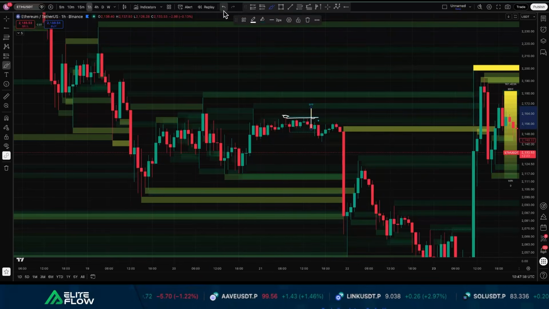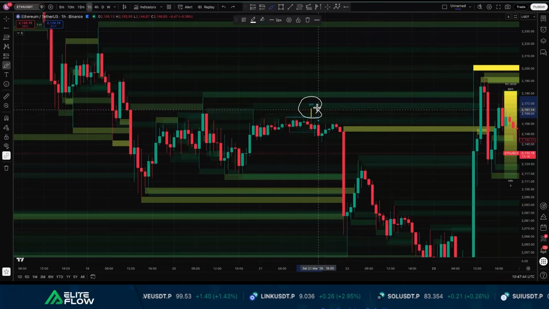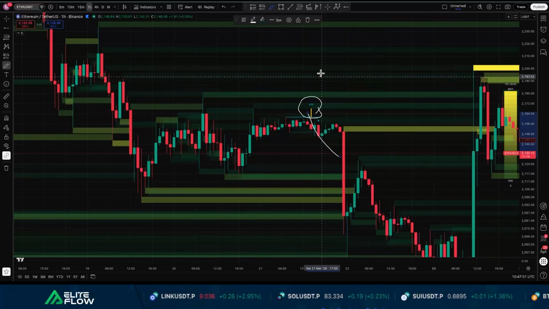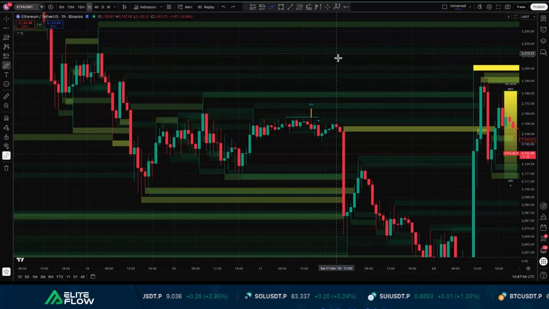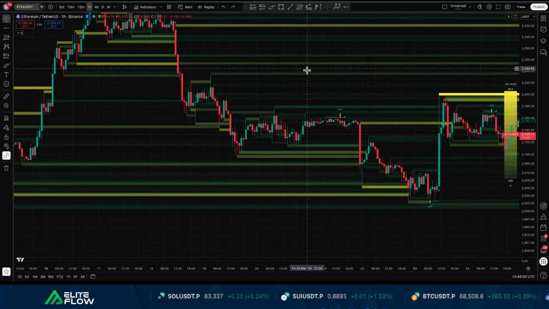So that's a signal saying, be careful, because this little wick that you've just witnessed could very potentially be just to go up, grab some liquidity, and then go straight back down. Now, some more examples of this is like here, this one here worked really well.